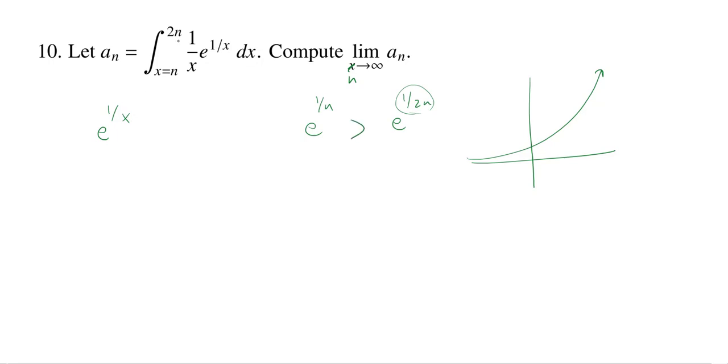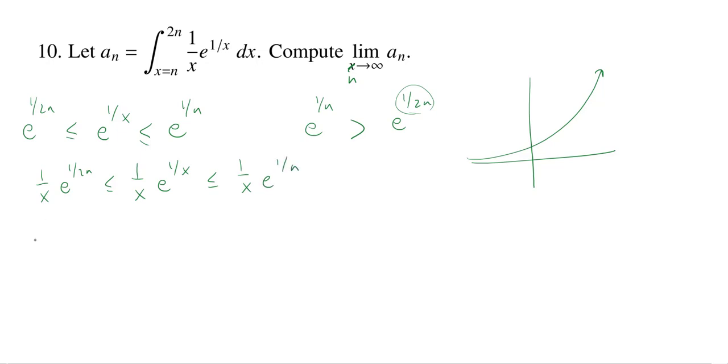And if x is in between n and 2n, then e to the 1 over x is going to be smaller than e to the 1 over n, and bigger than e to the 1 over 2n. Maybe equal, depending on if you let x equal n or 2n. Okay, but what that means then is that this function, when I multiply by 1 over x, so 1 over x times e to the 1 over 2n will be less than or equal to 1 over x, e to the 1 over x will be less than or equal to 1 over x, e to the 1 over n.